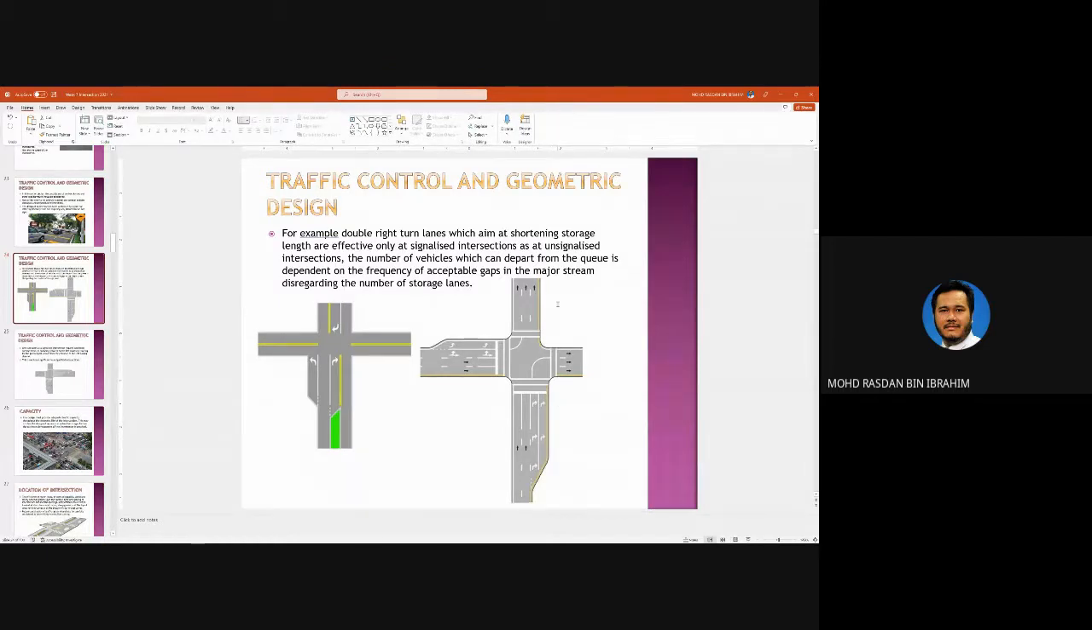In the diagram here, you should have another traffic flow coming here, because this movement will depend on the opposing movement. Because it is uncontrolled, the people that are queuing here need to observe the gaps in the flow over here. So it is more or less depending on the gaps, and double lanes do not make much difference. Acceptable gaps.